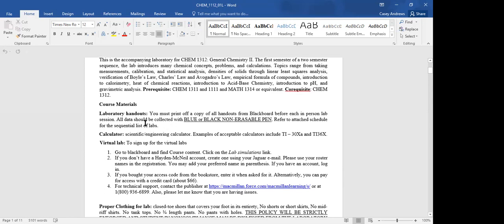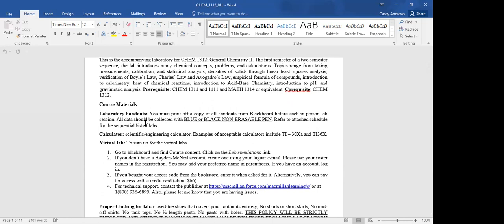So for our in-person labs, we have handouts, and those should be on Blackboard already. I will not be providing you copies. You should have a copy with you when you come to lab. If you don't have access to a printer at your place, there are plenty of printers available on campus. So make sure you come a little early and you can print it off.